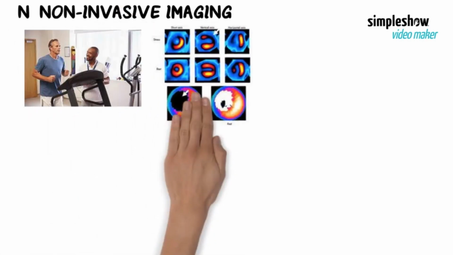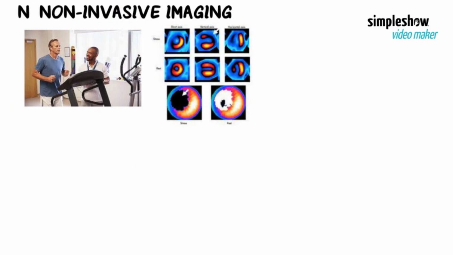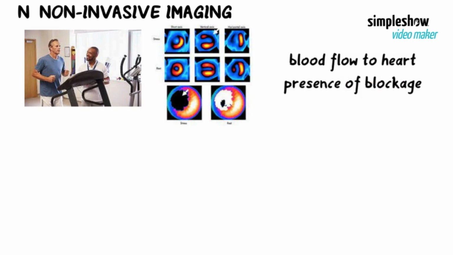N. Non-invasive imaging. Non-invasive imaging techniques, such as stress echocardiography or nuclear imaging, for example, myocardial perfusion scan, can provide valuable information about the blood flow to the heart and the presence of any blockages in the coronary arteries.